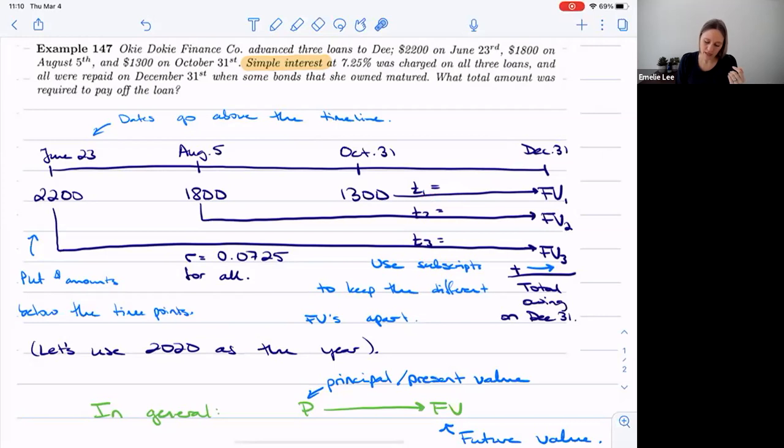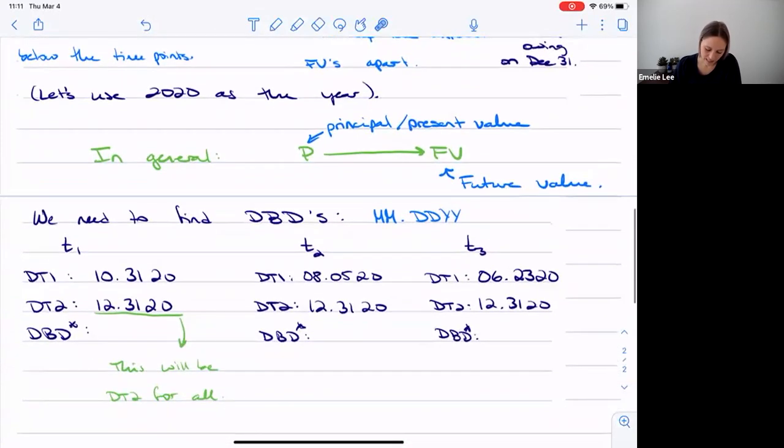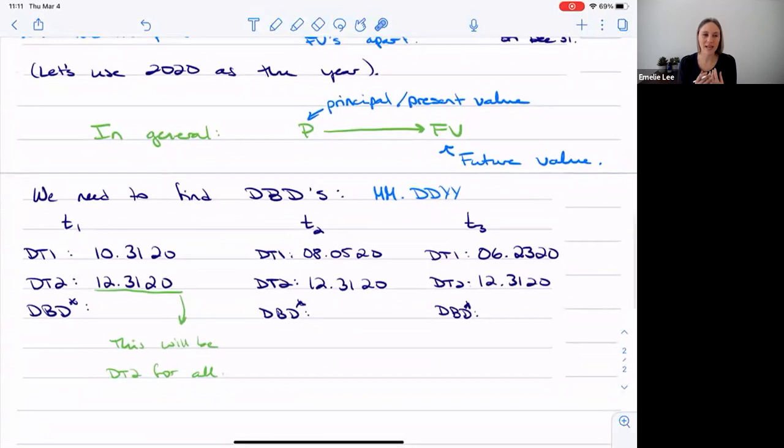And so T2 is going from August 5th to December 31st, and then T3 is going from June 23rd to December 31st. However you set these up, just develop your own rhythm. I always just draw my arrows starting at the closest one, and so that's why they're labeled like this, but it doesn't matter. So let us use our calculator to find all these days between dates.